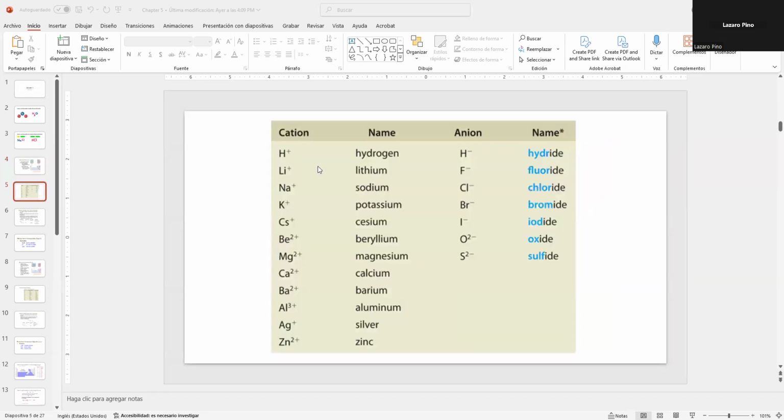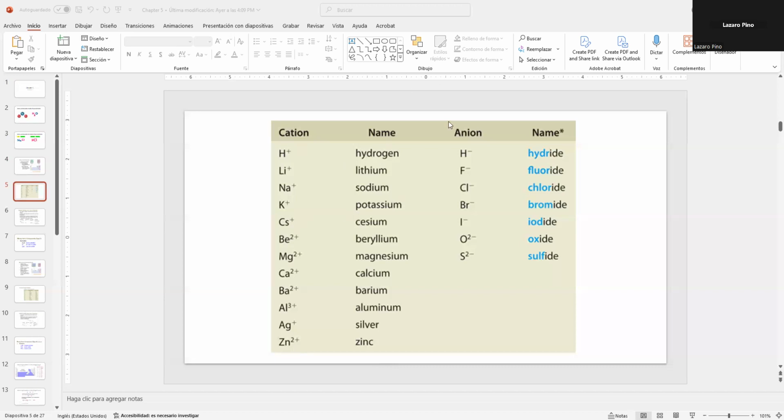For example, if you have a cation, that is an element that loses electrons and gets a positive charge, and this cation has only one type of charge, it can make a type 1 ionic compound. For example, hydrogen, lithium, sodium, potassium. As you can see, the name of the cation is the same name of the element in the periodic table.